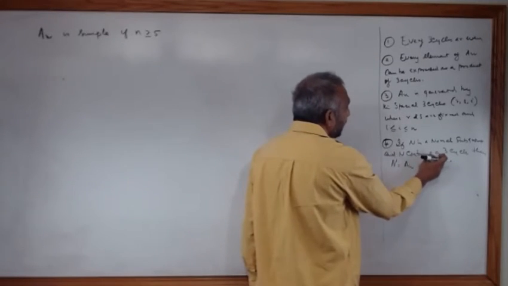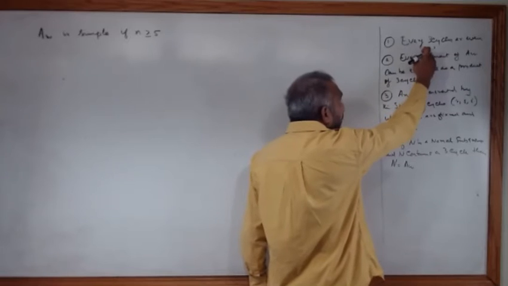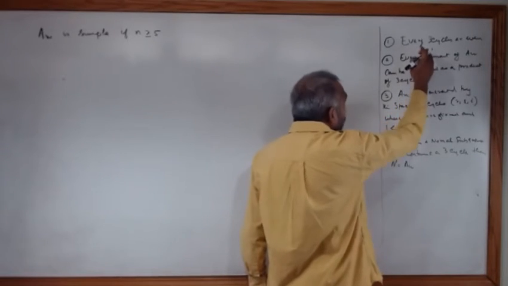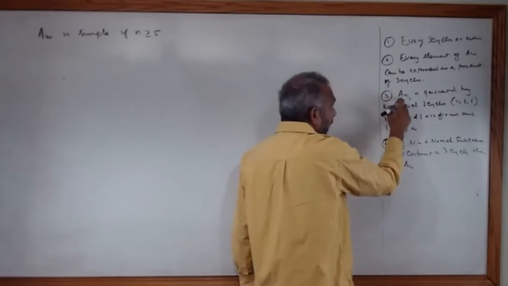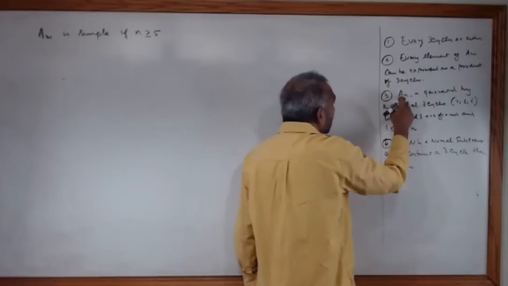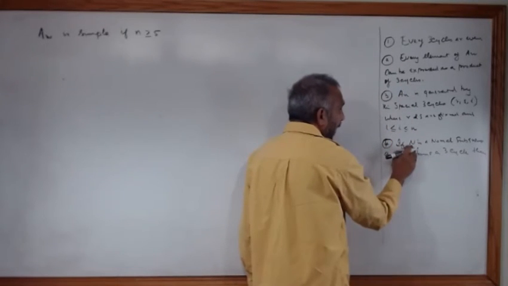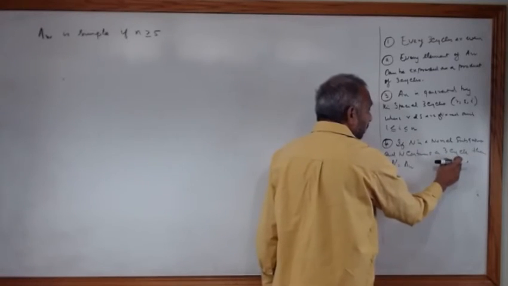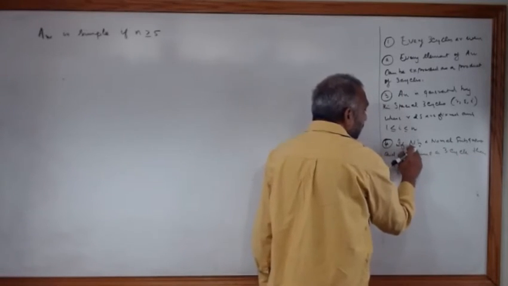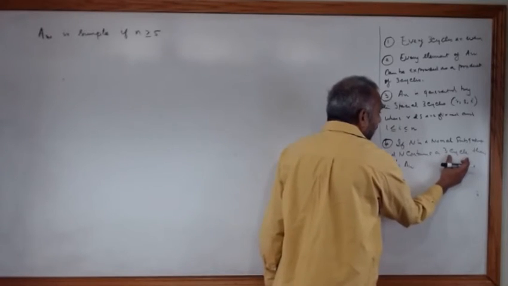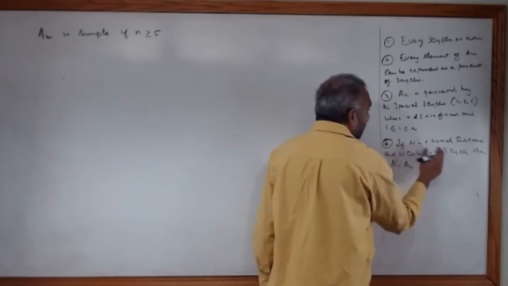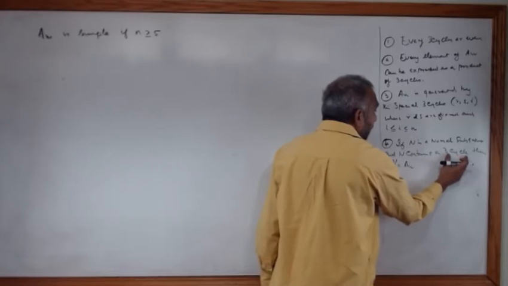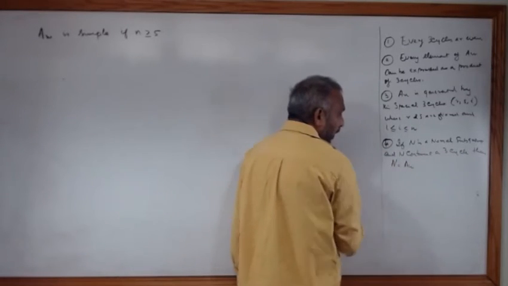See, any 3 cycle is an even permutation, so it is an element of An. But that does not mean that it is an element of N. But if N contains such a 3 cycle, 3 cycle means there's just one 3 cycle. If N contains just one 3 cycle, then N is equal to An.